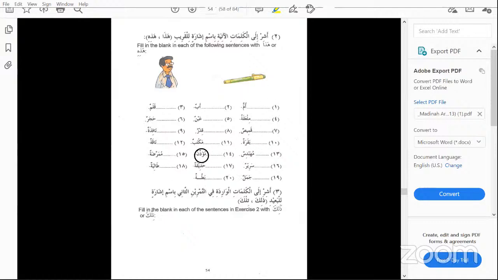Right, I'm not going to do this exercise because it is quite easy. You only need to put hada and hadihi or tilka and dhalika. As you know, hada means this and hadihi means this as well, for female. Dhalika is for the masculine and tilka is for the female. Is that clear for everyone? Yes? Okay, that's fine.